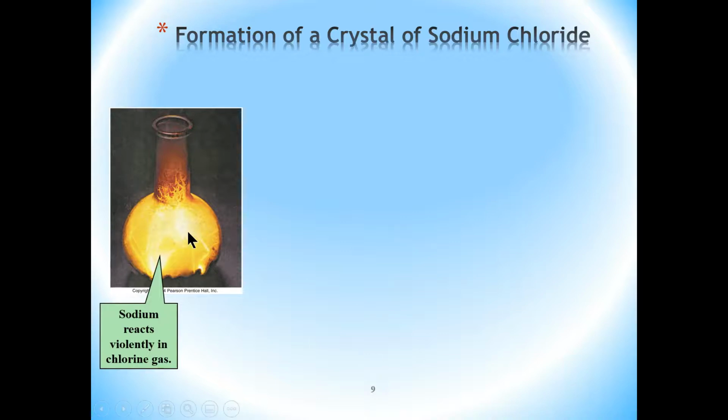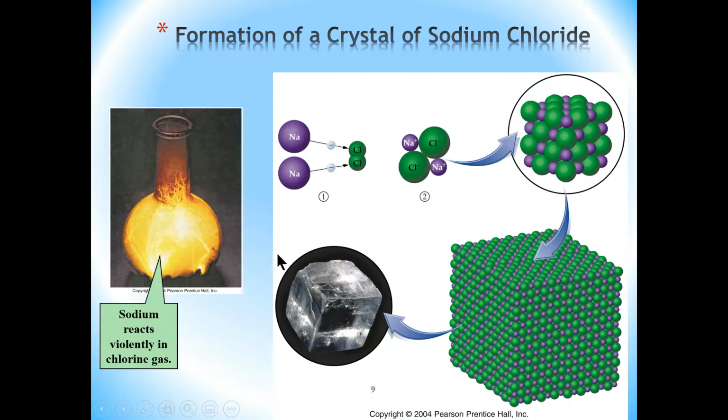That's why you see this has a very bright yellow color. That's light being produced as well as heat. If you were to touch the outside of this, it would feel very hot. So this is what's happening here. If you look at the particles themselves, the sodium atoms will give up their valence electrons to the valence shell of the chlorine atoms, and the result will be the formation of sodium chloride.